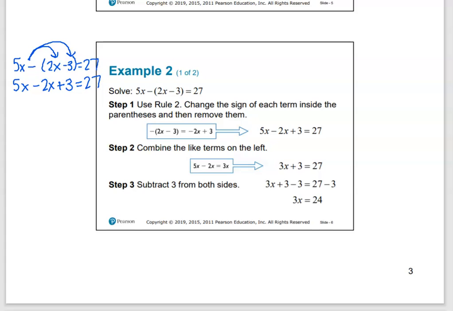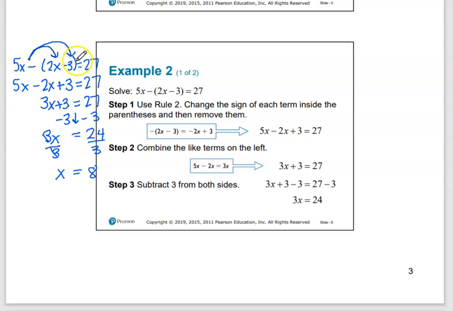Now we want to combine like terms. We've got 5x take away 2x. Well, that's going to be 3x plus 3 is equal to 27. Now we're to the point where we can start solving this. So to get rid of a positive 3, we're going to subtract 3 from both sides of our equal sign. That's going to be 3x is equal to 27 take away 3, which is 24. Going to divide by 3 on both sides. And so 24 divided by 3 gets us 8.